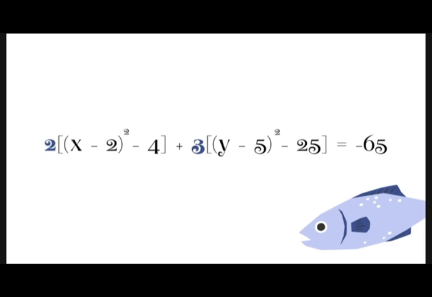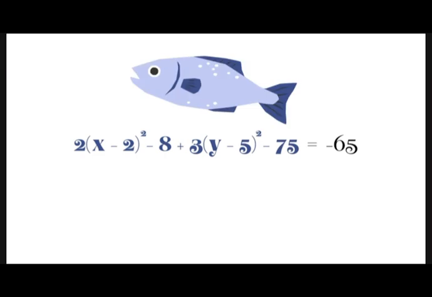And also, we'll need to group our completed square, x squared minus 4x plus 4 into x minus 2 squared, and y squared minus 10y plus 25 into y minus 5 squared. Next, we'll need to multiply into 2 and 3, and that would give us 2 times x minus 2 squared minus 8 plus 3 times y minus 5 squared minus 75 equals minus 65.